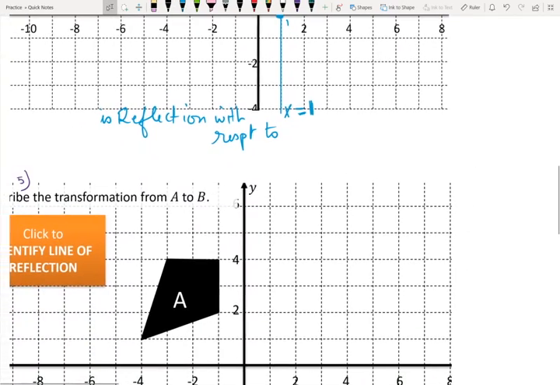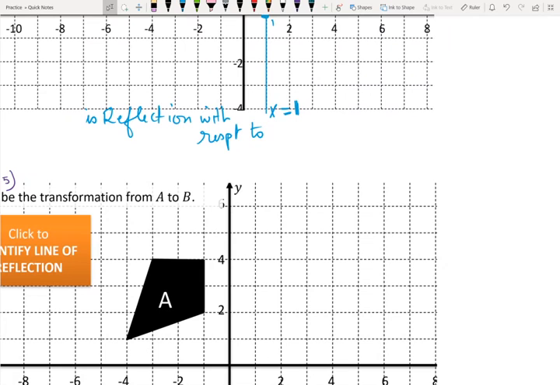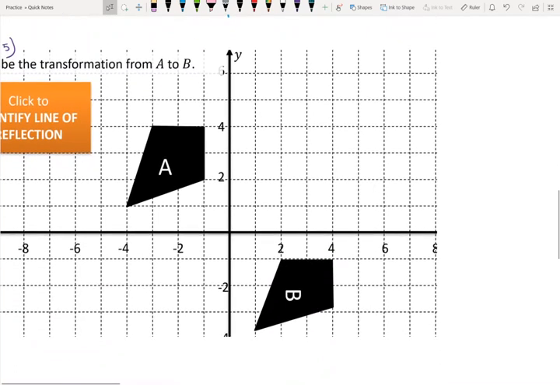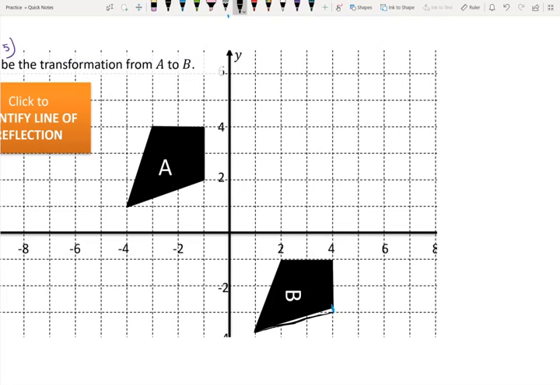Number 5, describe the transformation from A to B. So we start first by asking ourselves, are these two shapes congruent? Yes, mainly they are congruent if you extend this a little bit. So here you have a little bit of a drawing mistake. So they are congruent first, this is it.